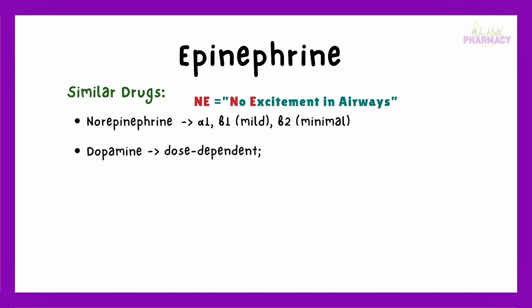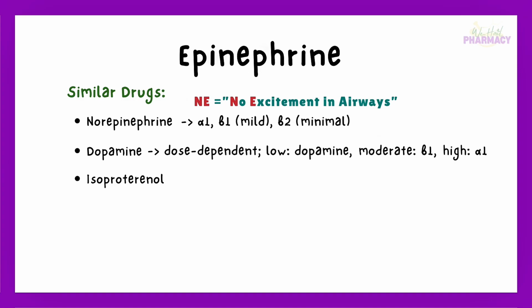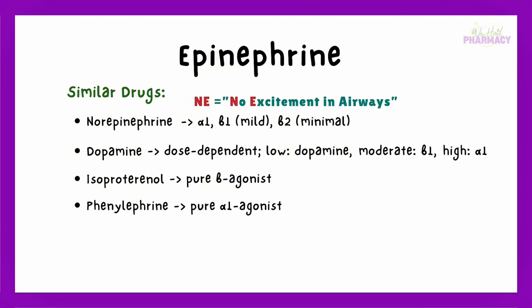And then another one, we have dopamine. Dopamine has dose-dependent effects. Low doses stimulate dopamine receptors, which causes effects such as renal vasodilation. Moderate doses affect beta 1, which affects the heart. And then high doses act on alpha 1, which causes vasoconstriction. Isoproterenol is another one. It's a pure beta agonist, increasing heart rate and causing bronchodilation, but it may lower blood pressure due to vasodilation. And finally, another example, we have phenylephrine. It is a pure alpha 1 agonist used mainly for vasoconstriction without any effect on heart rate or bronchodilation.